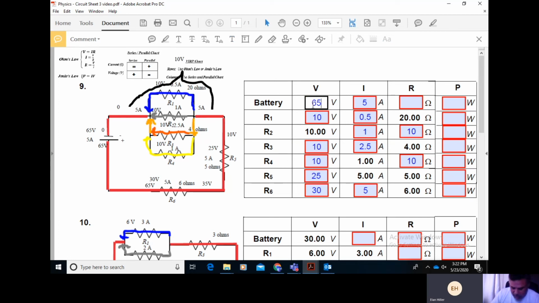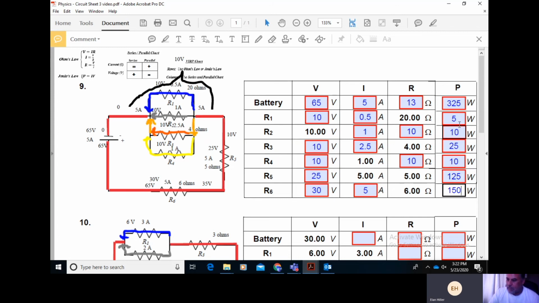Let me fill that in. We can take 65 divided by 5, and we can see that the total resistance here would be 13 ohms of total resistance in the circuit. Let's find our powers. Total power, 65 times 5 is 325. 5 times a half, or 10 times a half, would be 5 watts. 10 times 1 would be 10 watts. 10 times 2.5 would be 25 watts. 10 times 1 is 10 watts. 25 times 5 should be 125 watts. 30 times 5 should be 150 watts.